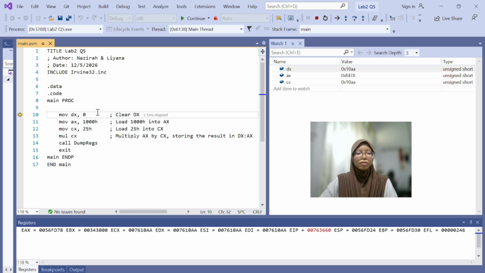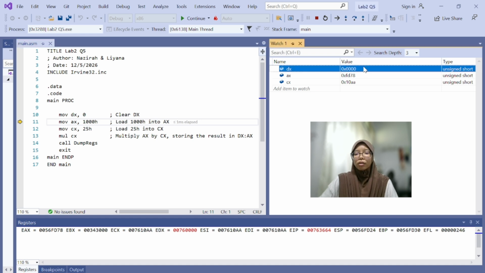First of all, 0 will be moved to DX to clear the value of DX. In the register, the value of EDX is 00760000. DX only changed at the last four hexadecimal digits because DX is the lower 16-bit part of EDX. You can look at the watch for the clearer value. Next, the value of 1000 is moved to AX to load the 1000 into AX.